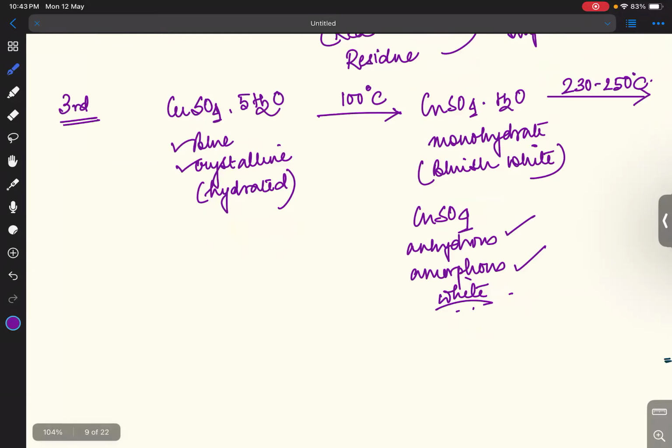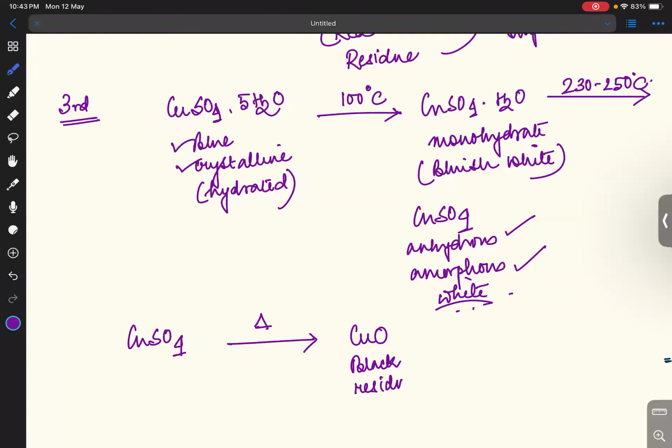But students, this is not yet complete. Copper sulfate, on further strong heating, breaks down to give you copper oxide. This is black in color, so we will call it the black residue, with the evolution of sulfur dioxide, sulfur trioxide, and oxygen. Let this be 4, 4, 2, and 2.